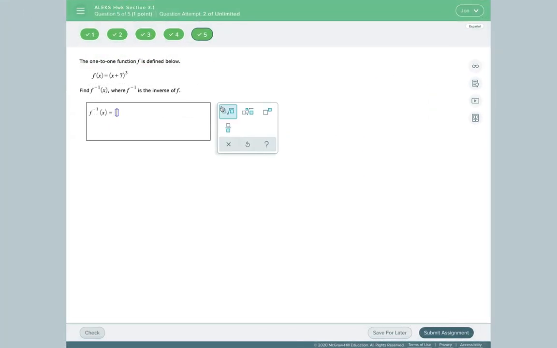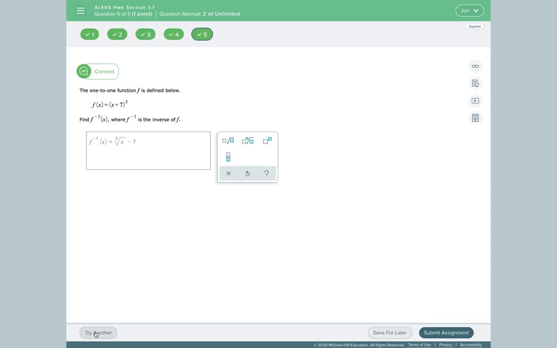And so just taking what we have now, the cubic root of x, and again, we don't want the negative 7 inside the radical. And checking the result, that is also correct.